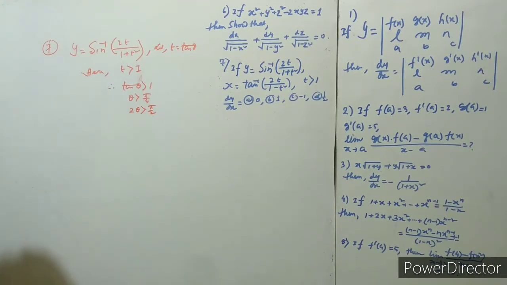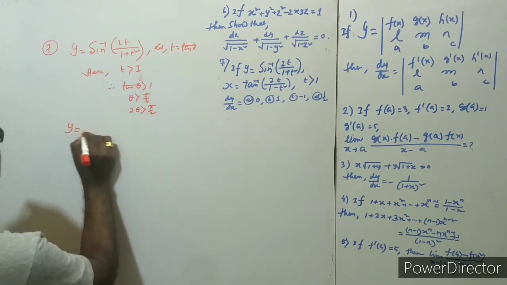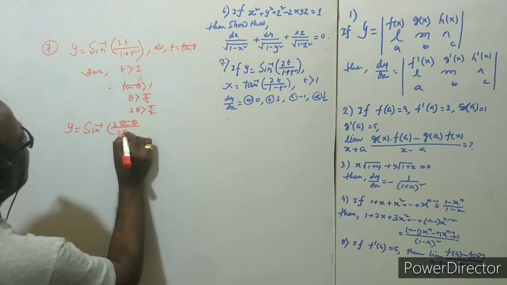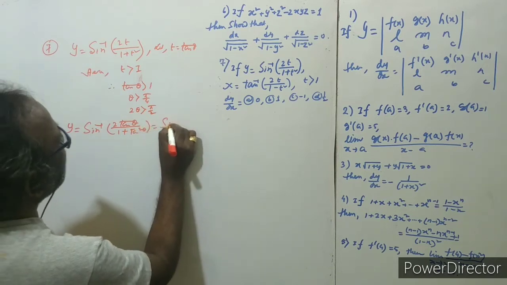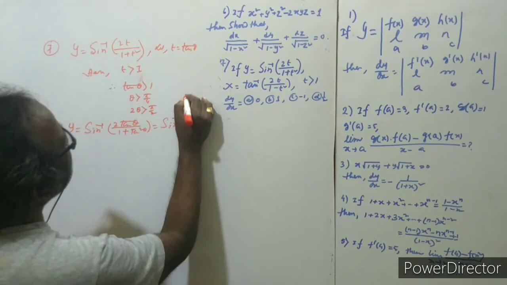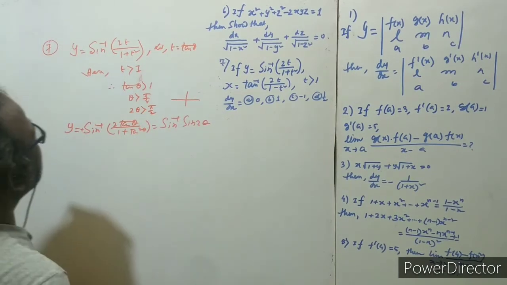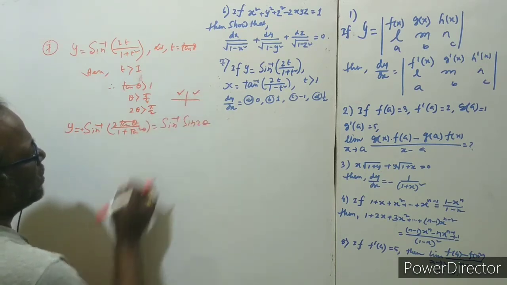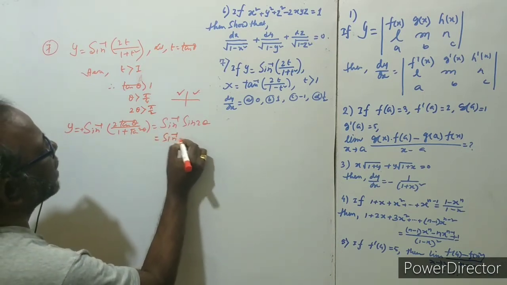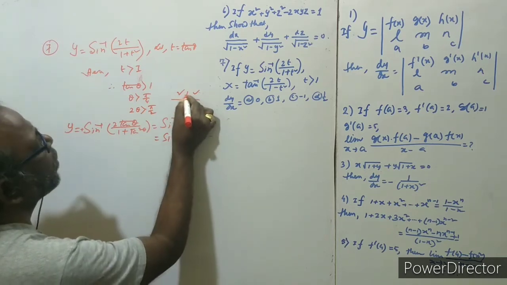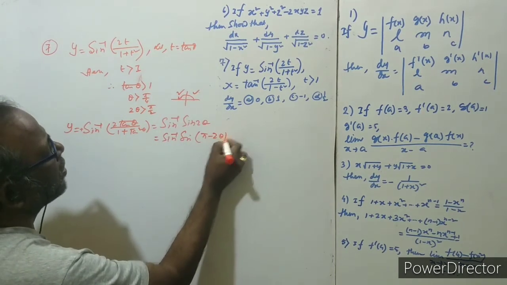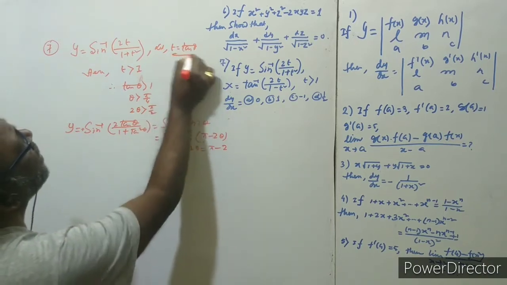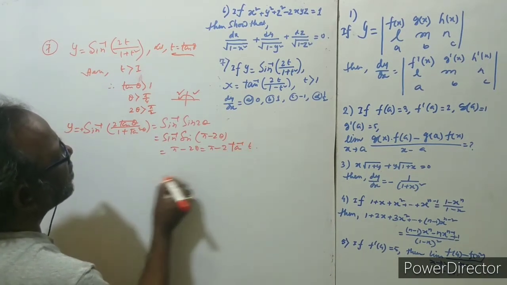Okay, so now here y is equal to sine inverse of 2 tan theta by 1 plus tan square theta. So you can write here sine inverse sine 2 theta. As we see, sine is positive in the first and second quadrants. As we see that 2 theta lies in the second quadrant. So that's why we can write here sine inverse sine of pi minus 2 theta. Therefore pi minus 2 into theta, theta means we can write here tan inverse t. So this is y.